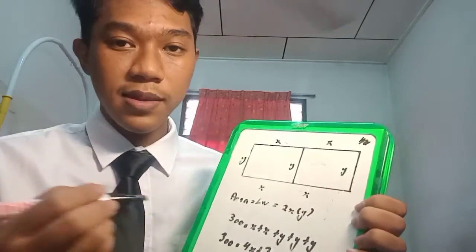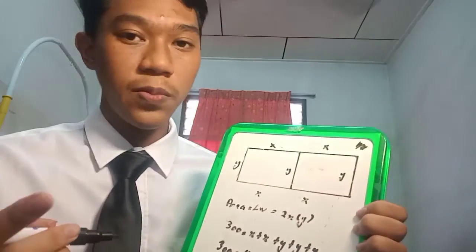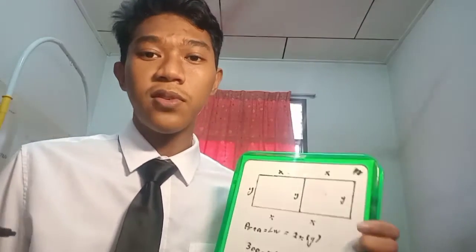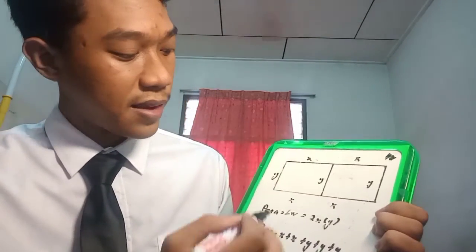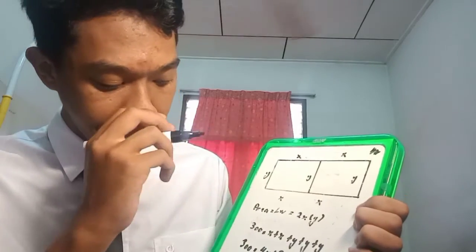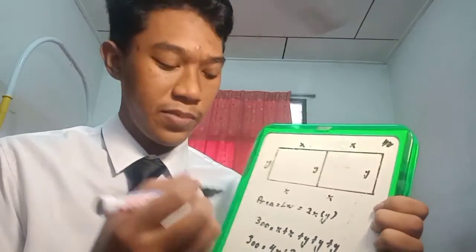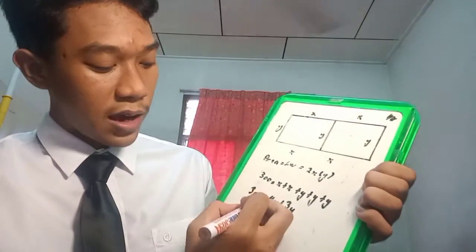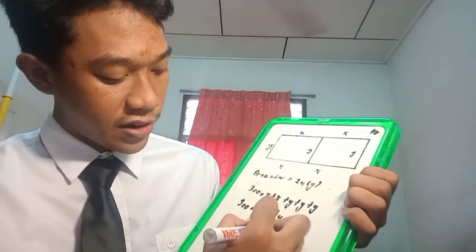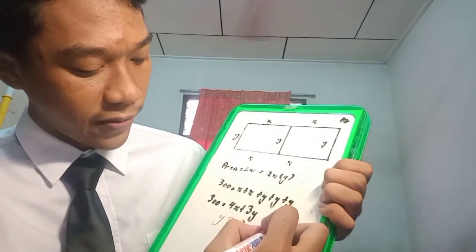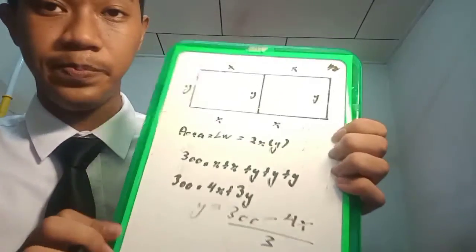So, the next step is we use the given information to relate the 2 unknowns to each other. The fencing is used for 7 sections. Thus, 1, 2, 3, 4 x's and 1, 2, 3 y's. So, 4x plus 3y is equal to 300 feet of fencing. So, y is equal to 300 minus 4x over 3.